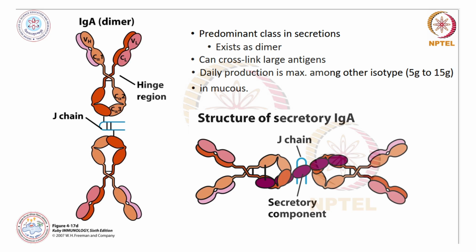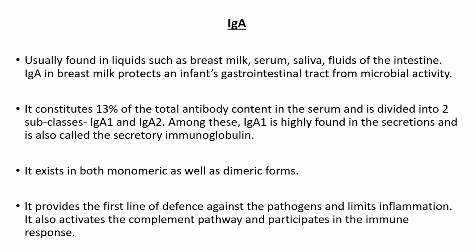Now the last one is IgA, which is found in the dimeric form. It is a secretory antibody. It can cross-link large antigens. So it is usually found in liquids such as breast milk, serum, saliva, and fluids of the intestine. IgA in the breast milk protects the infant gastrointestinal tract from microbial activity.